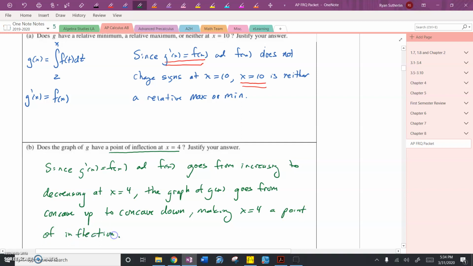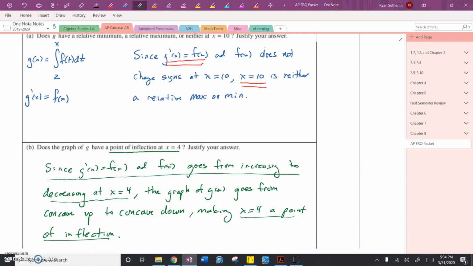Now, I might have written too much here. I believe we probably could say since g prime equals f of x, and f of x goes from increasing to decreasing at x equals 4, that is a point of inflection. But I wanted to be very specific about why I'm able to say that. So I probably wrote a little much there, but that's okay sometimes. But I believe what I underlined, if we look at the grading rubric, would have been accepted for full credit.